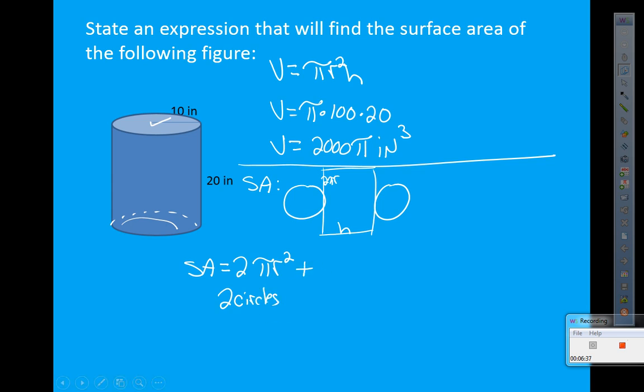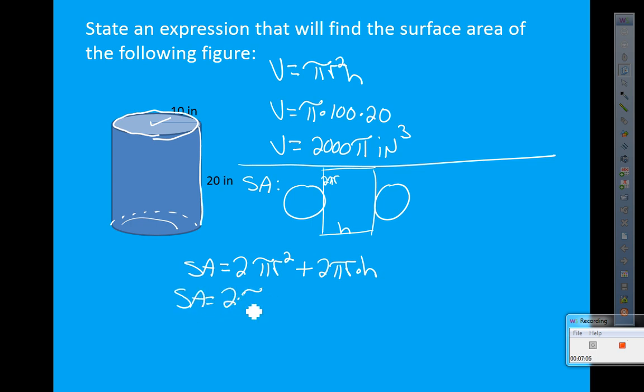Plus, now to get this lateral area, it's going to be the circumference of a circle, which is 2 pi r, times the height, times h. So there's my formula for a closed cylinder. In a second, I'm going to make that an open cylinder. All I'm going to do is lose that 2.